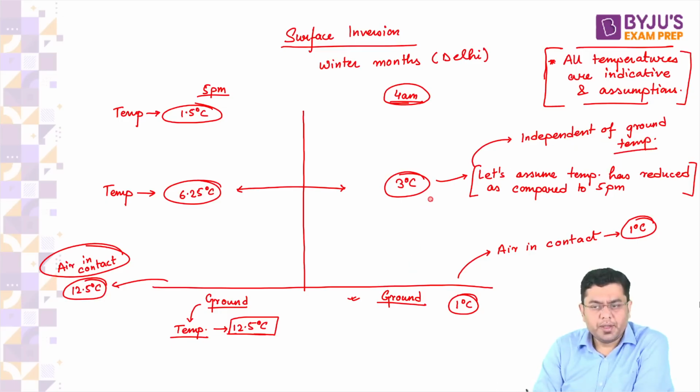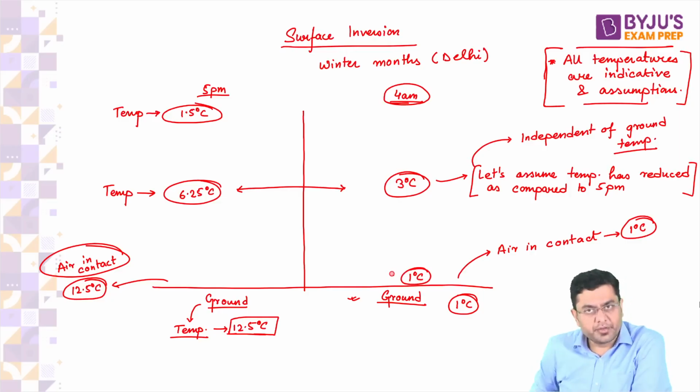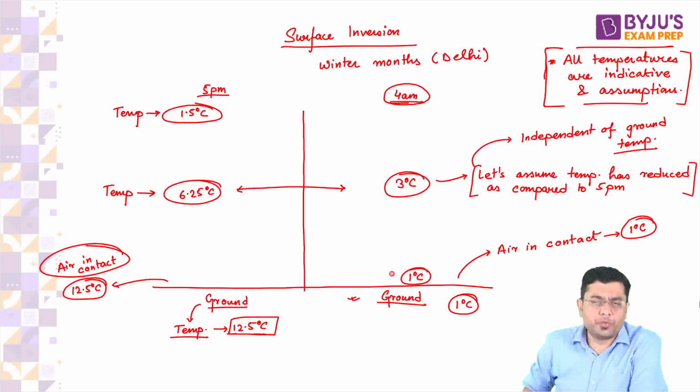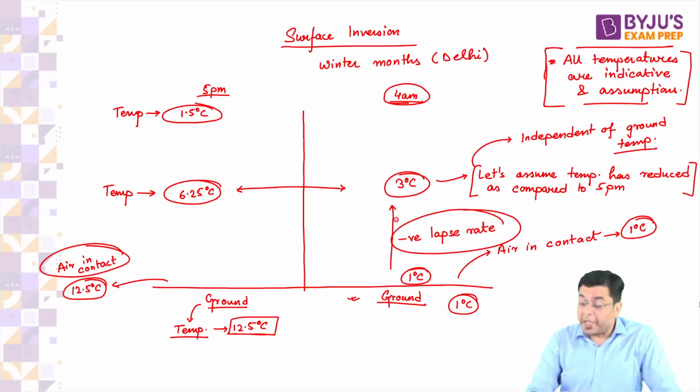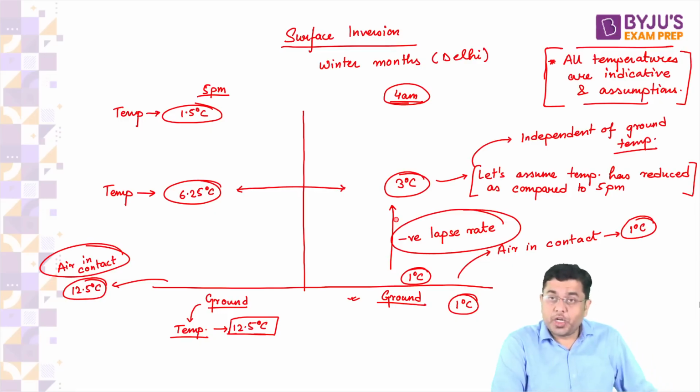Now, in this situation, the air at the ground level has a temperature of 1 degree Celsius. The air at a particular XYZ height is 3 degrees Celsius. So this is an ideal condition which will indicate warmer air above, colder air below. This is negative lapse rate. But why has this negative lapse rate been attained? Because the ground has cooled down quite sufficiently and quite quickly. That is why this negative lapse rate has been attained.